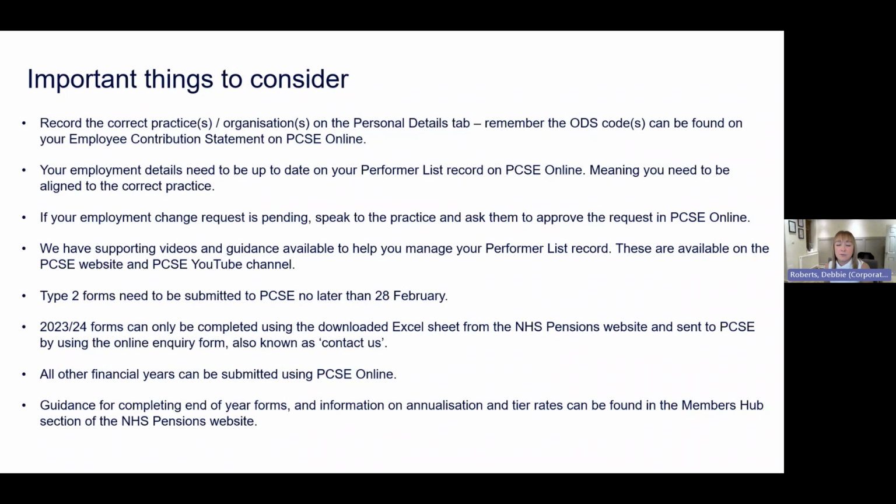To be able to view that, you'll need to log into your PCSE Online account and check your details under the Performer List tab. And I think it's a button called Change History. If you select into that area, that will tell you if you've got any pending transactions going ahead with the practice or any completed employment changes, things like that. Now, if you do need any more information around managing your Performer List entry in PCSE Online, we do have lots of information available on the PCSE website. We've got user guides and we've got some helpful videos on the YouTube channel.